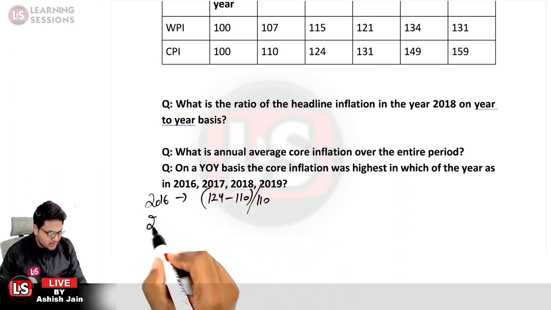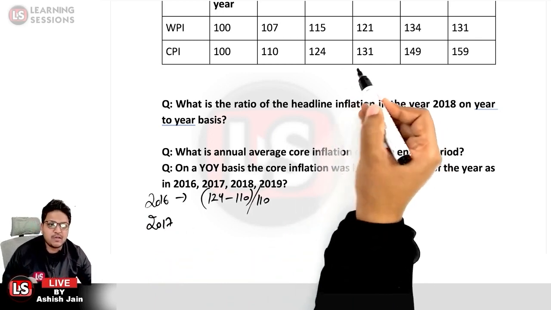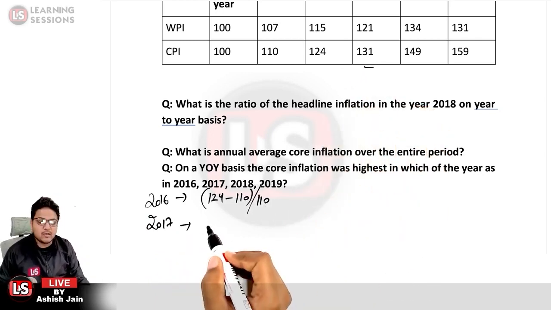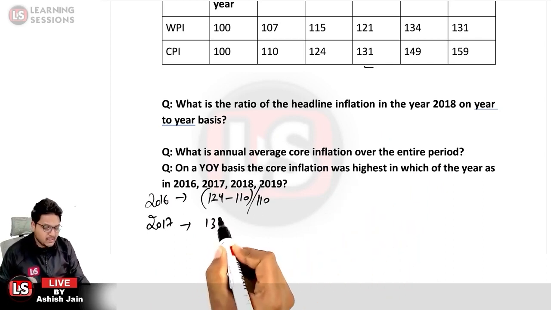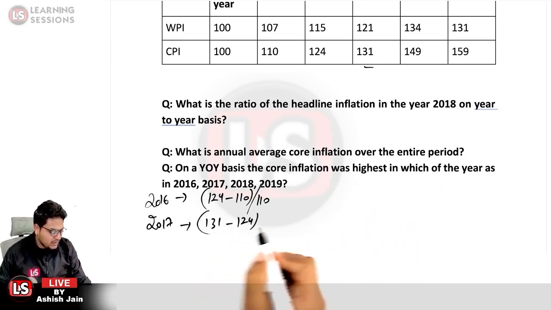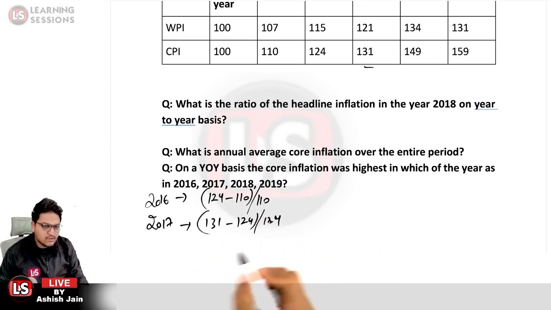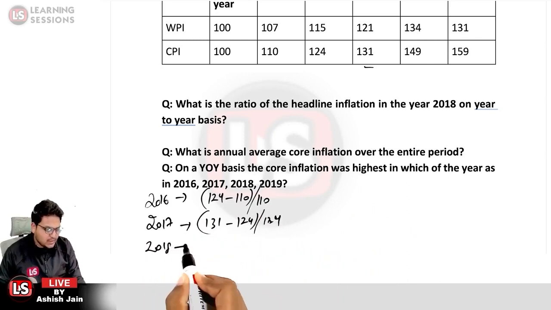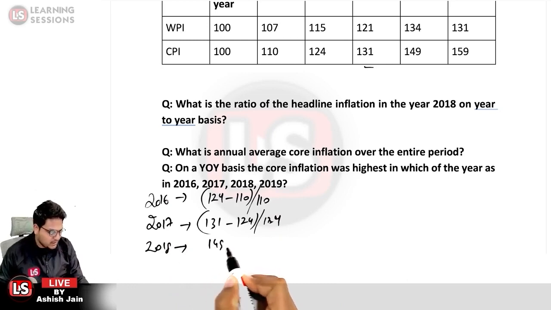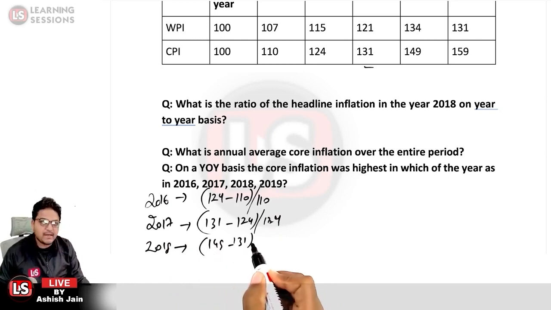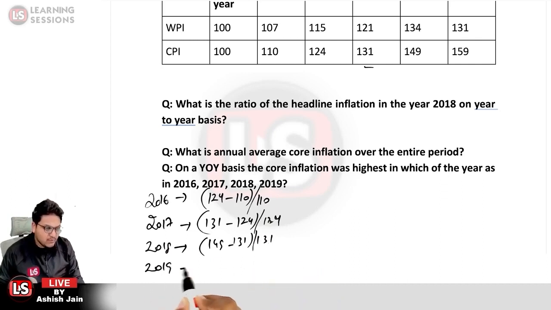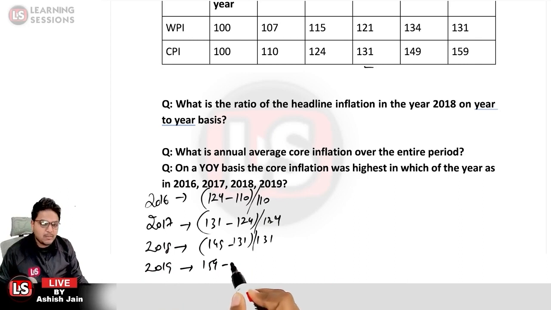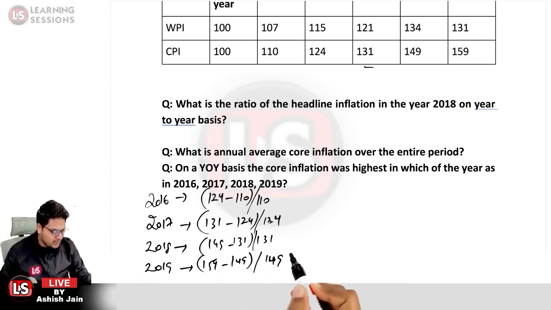For 2017, because we want to calculate core inflation, that is CPI, it is 131 minus 124 divided by 124. For 2018, it will be 149 minus 131 divided by 131. And for 2019, it will be 159 minus 149 divided by 149. Now we simply need to solve all this.